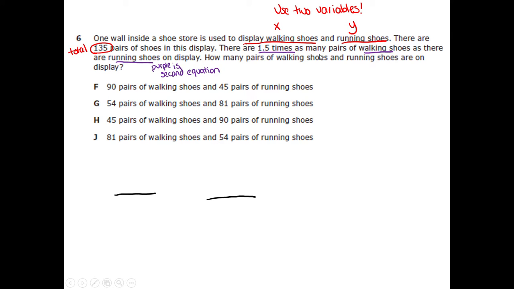Next hint, 135 is the total from the first sentence. 1.5 times as many walking shoes as running shoes is the equation for the second sentence. And another hint, if you have 1.5 times as many pairs, that keyword "as many" means X is the bigger number. So you would put X on one side of the equation, 1.5 on the other side of the equation.